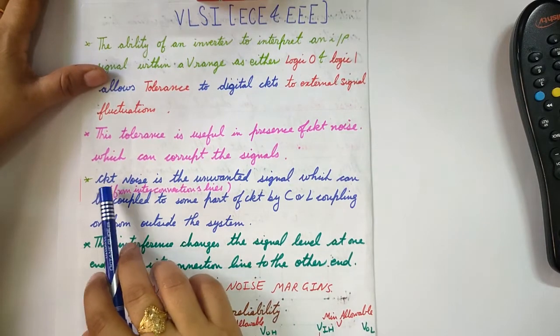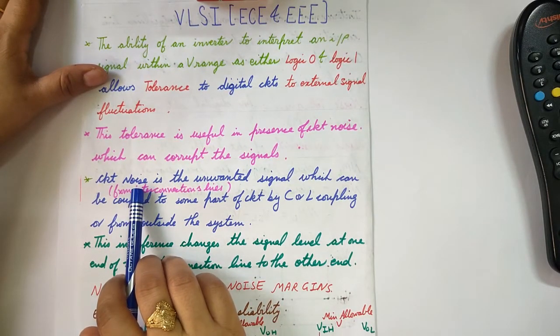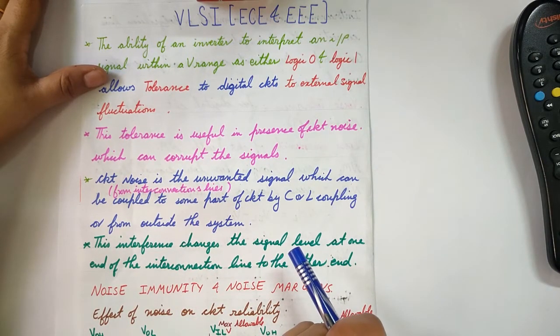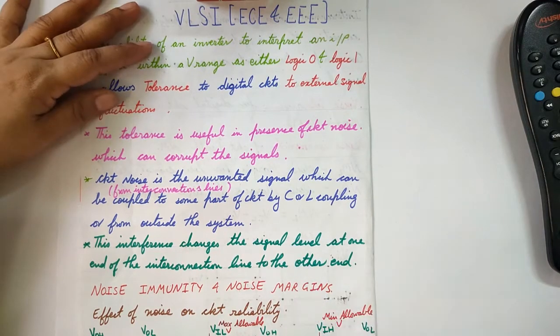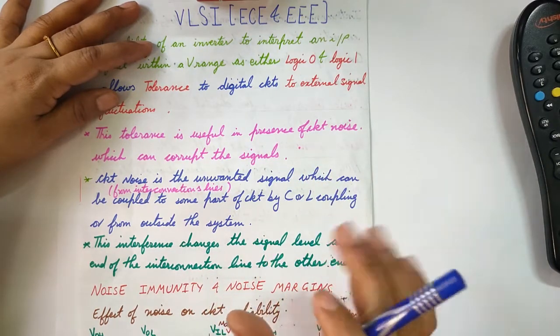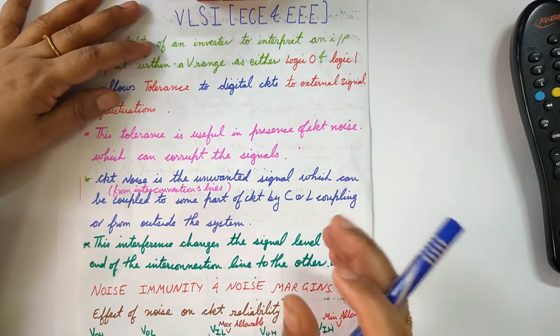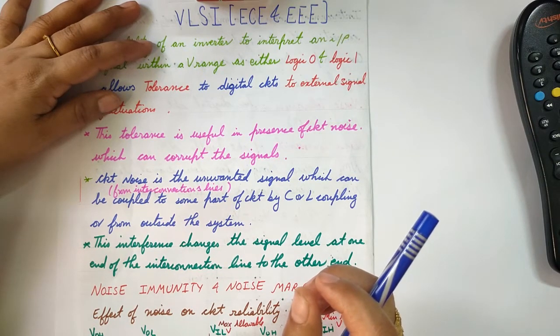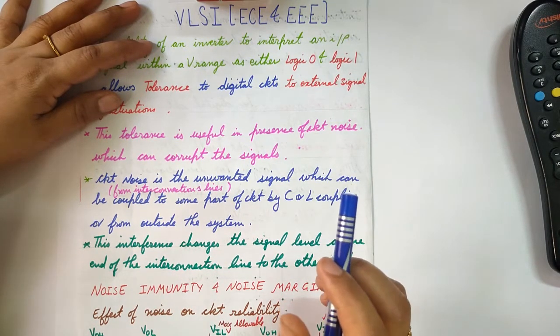Okay. Now, when we talk about circuit noise, what is circuit noise? Since you have studied VLSI, very large scale integration, the integration is very densely packed. There are so many devices, transistors, gates, and so on, fully packed on a single chip. And on a single chip, there are interconnecting lines running very close to each other, and they all carry signals.